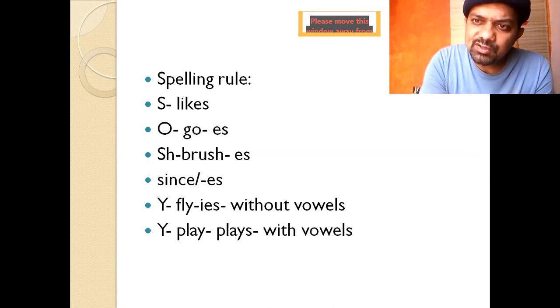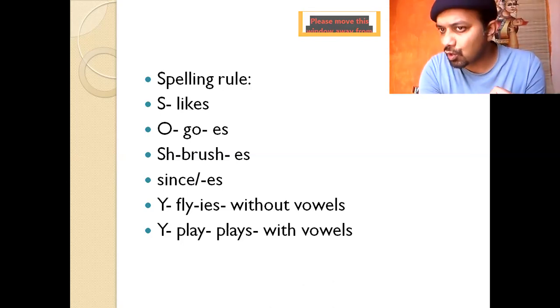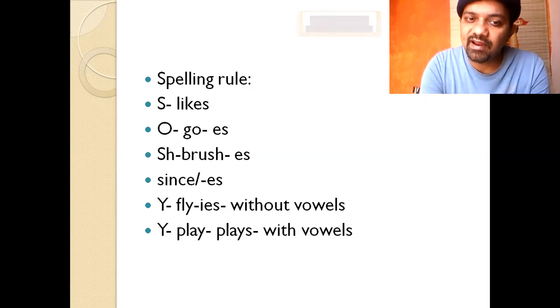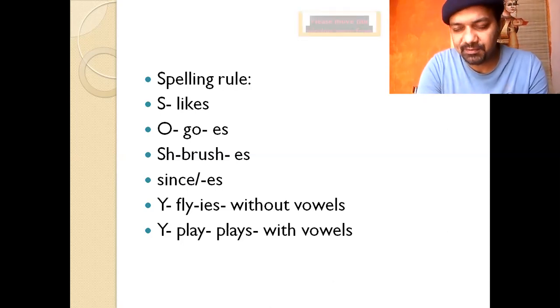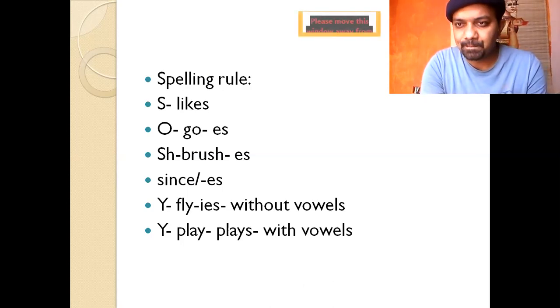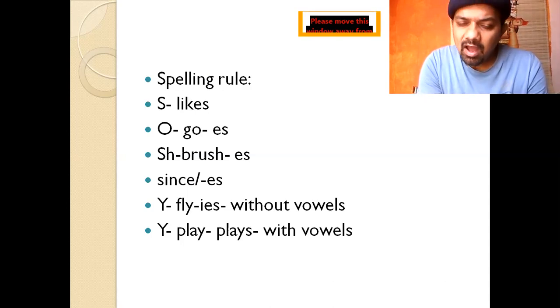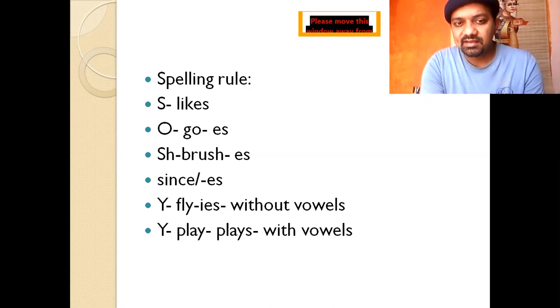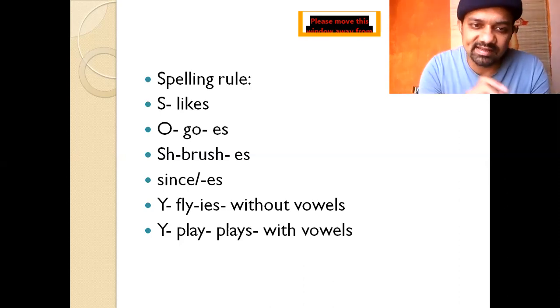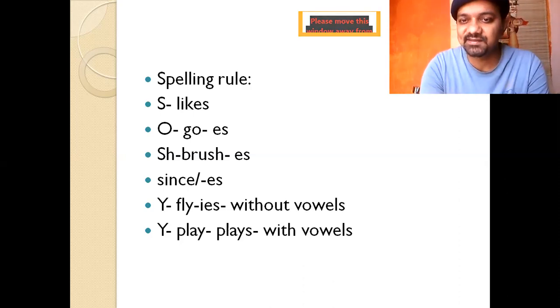If the word ends with Y without a vowel behind it, fly, flies, ies. If the word ends with Y with a vowel behind it, play, a, there is a vowel behind it. So we use s only, not ies. Fly, flies, play, plays.